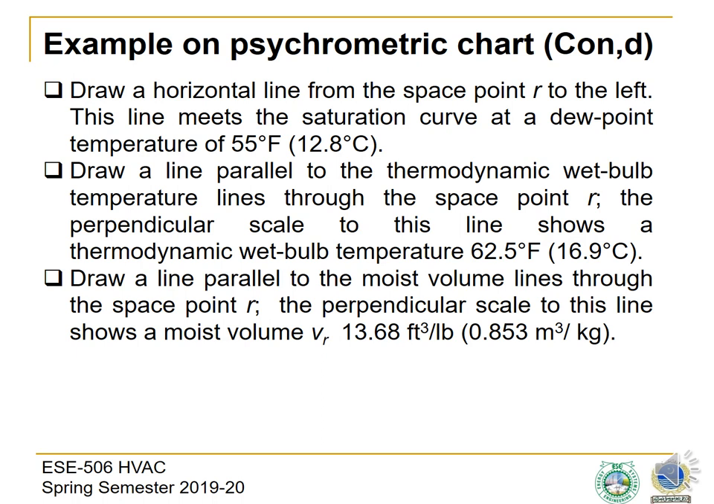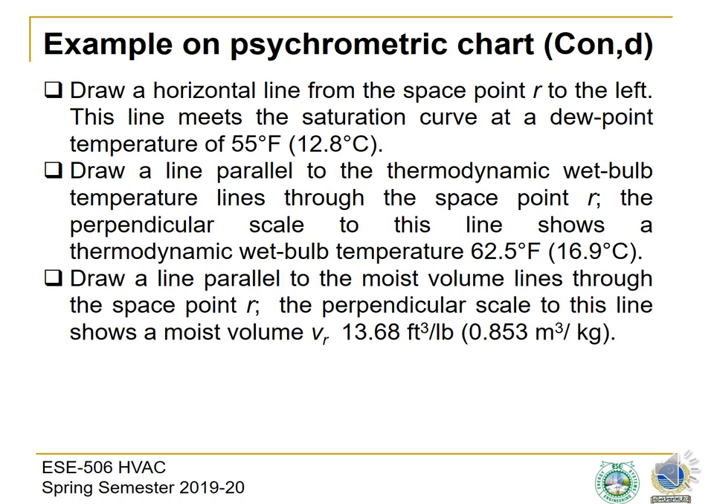For the determination of the dew point temperature, draw a horizontal line from the space point R to the left. This line meets the saturation curve at a dew point temperature of 55 degrees F or 12.8 degrees Celsius. So this will be the dew point temperature. Then, in order to find the wet bulb temperature, draw a line parallel to the thermodynamic wet bulb temperature lines through the space point R. The perpendicular scale to this line shows the thermodynamic wet bulb temperature, which is found to be 62.5 F or 16.9 degrees Celsius.